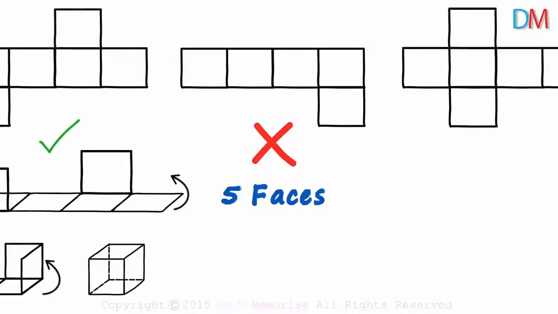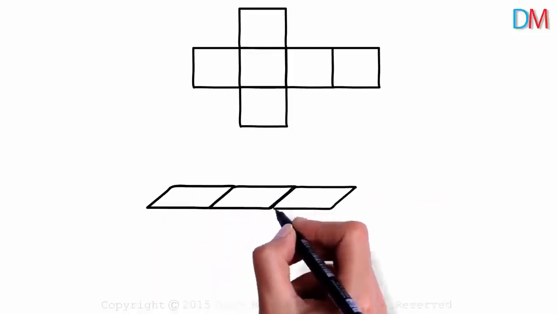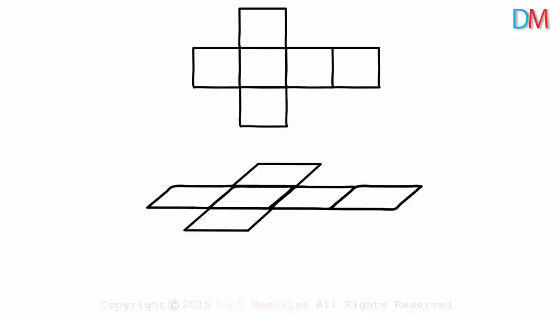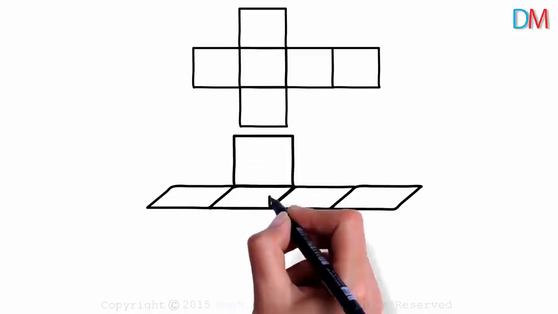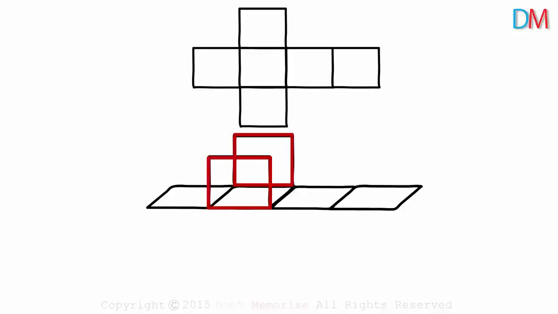And what about the fourth figure? Pause the video and try it out. This is how the net will look if placed on a plane surface. 4 faces in the same line and 2 more attached to one of the squares. Making these 2 square faces vertical will give us a figure which looks like this. 2 vertical faces and 4 horizontal ones. What do you think of it now? Can a cube be formed?